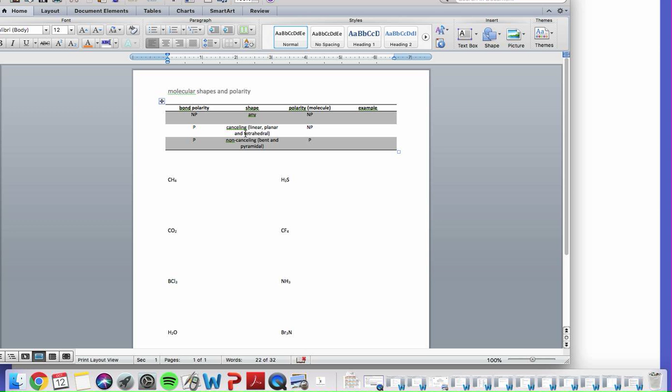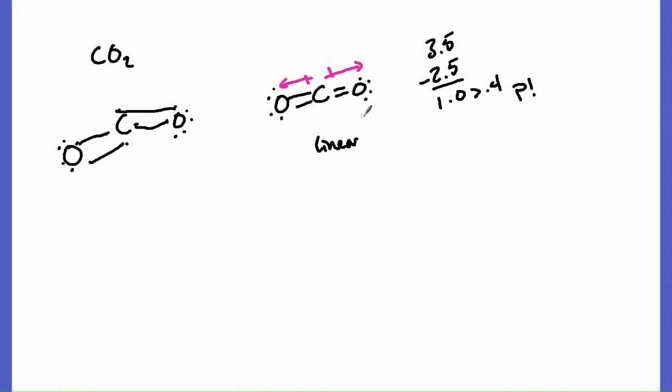It says that if you have a polar bond, there's 2 different possibilities. You might have a canceling shape or a non-canceling shape. If you happen to have a canceling shape, you're going to have a nonpolar molecule. And canceling shapes are linear, planar, tetrahedral. This example is definitely a linear shape, right? If you have oxygens that are trying to pull in opposite directions, they're actually going to cancel each other out, right? They try and take electrons from that carbon, but they're actually pulling against each other, and when it's all said and done, nothing's going to happen. This is a nonpolar molecule, actually.